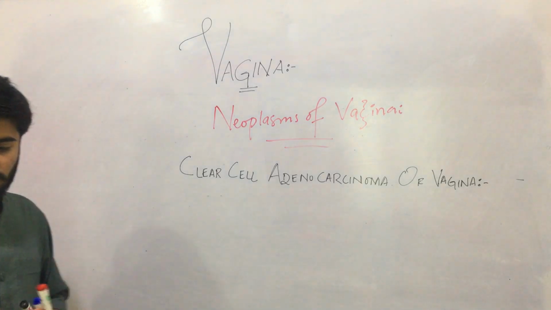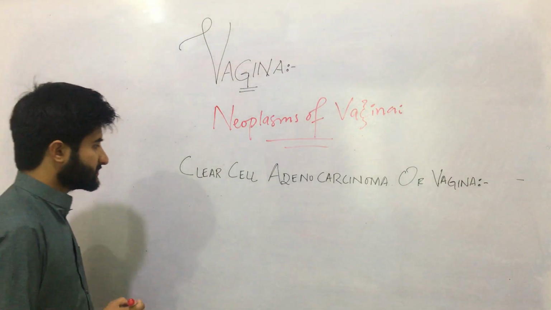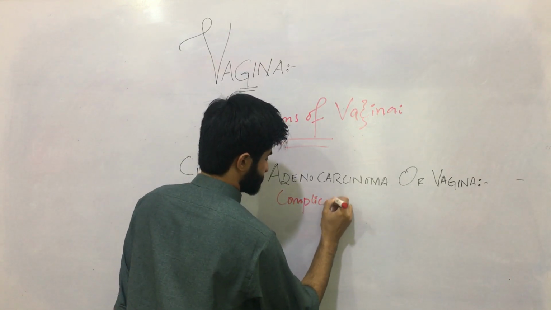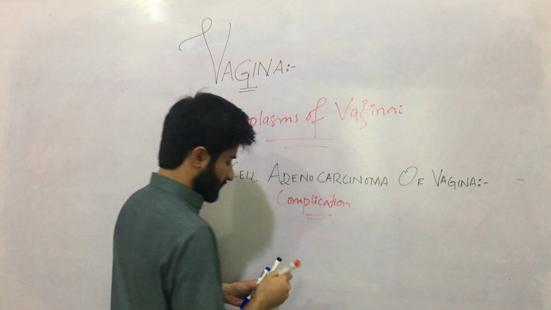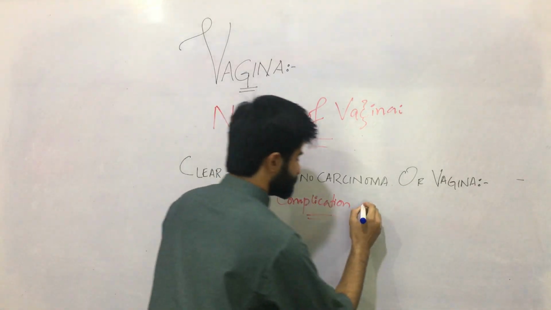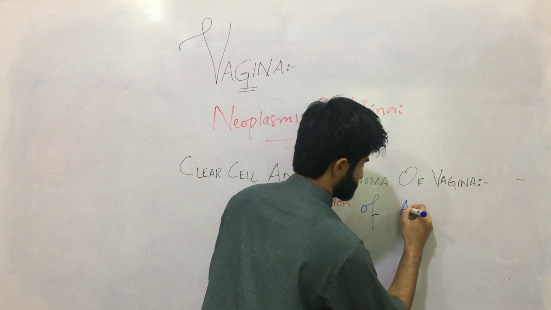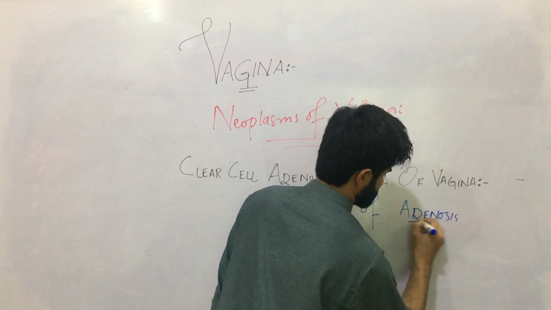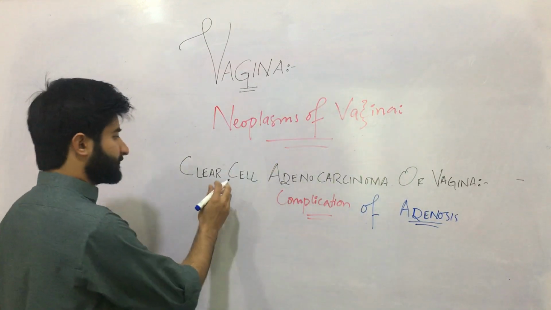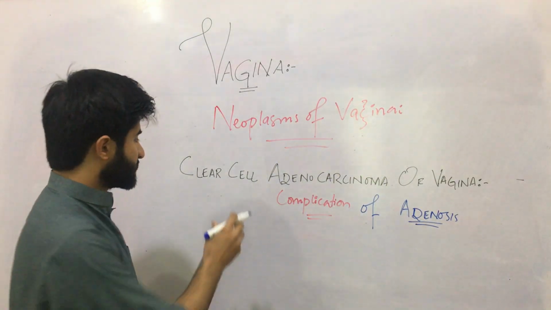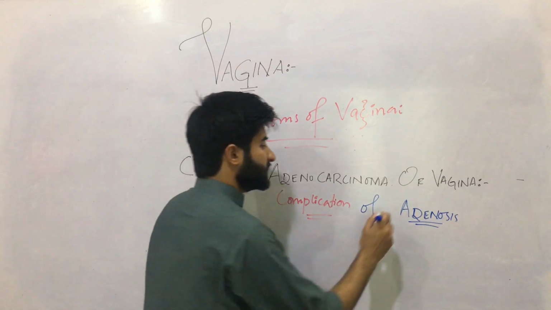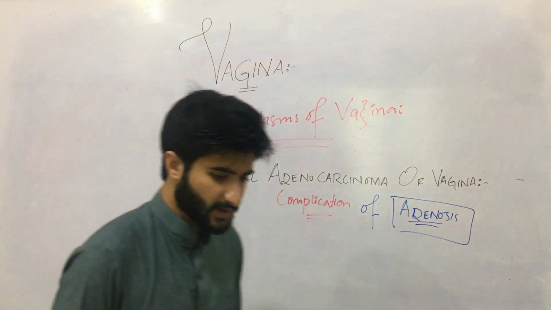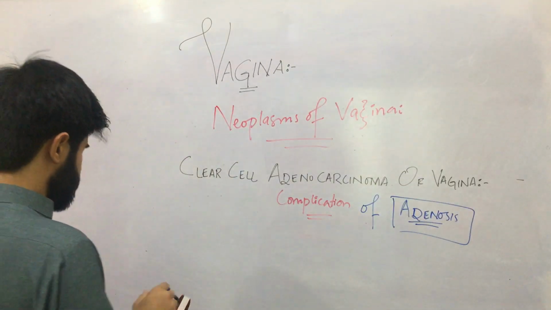This clear cell adenocarcinoma is a complication of a condition known as adenosis. So to have an idea of clear cell carcinoma or clear cell adenocarcinoma of vagina, we should have the knowledge of adenosis. What is adenosis basically?